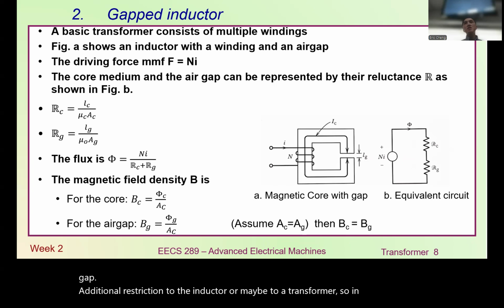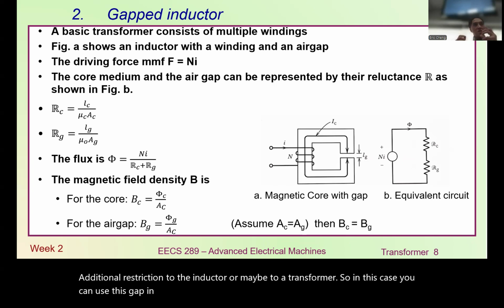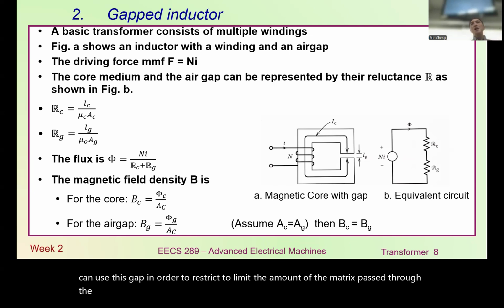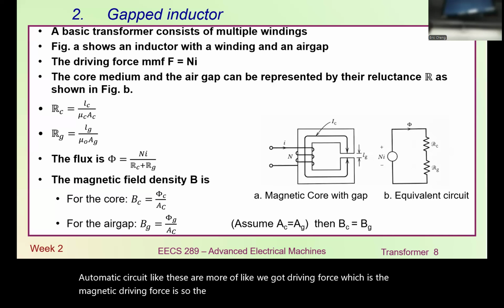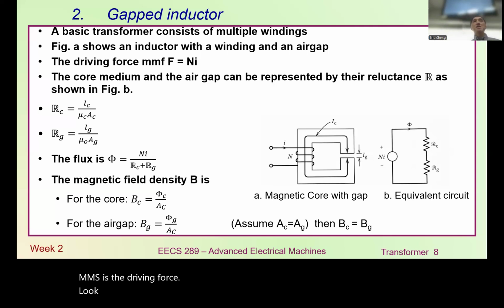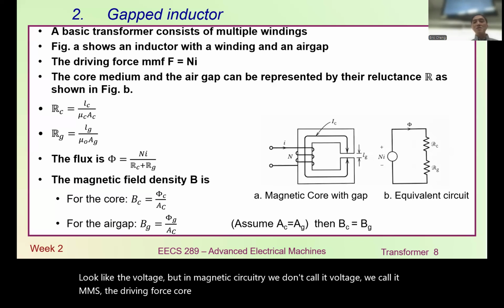So in this case, we can use this gap to limit the amount of magnetic flux passing through the system. A magnetic circuit like this looks like we have a driving force, the magnetic driving force, the so-called Ni, which is the MMF. Just to remind you, MMF is the driving force. It looks like voltage, but in a magnetic circuit we don't call it voltage, we call it MMF, the driving force Ni. It represents the magnetomotive force, a really famous name.